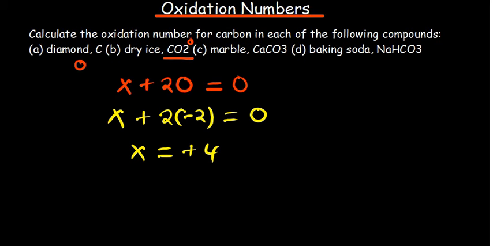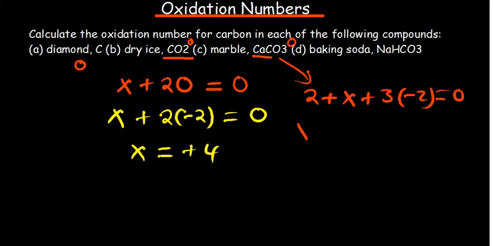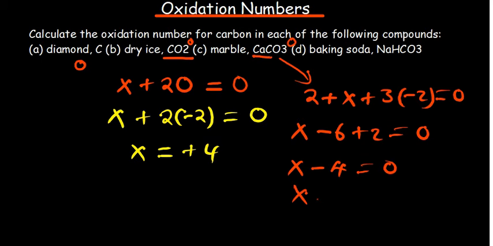For calcium carbonate, calcium is coming from group 2. It's a group 2 metal, so it has an oxidation state of 2, plus carbon, we'll put X, we don't know. We've got 3 oxygen atoms. Oxygen is -2. There's no charge on the compound, so it's equal to 0. So we'll have X minus 6 plus 2 is equal to 0. So we have X minus 4 equal to 0. So equally here, the oxidation state of our carbon is equal to a positive 4. Okay.